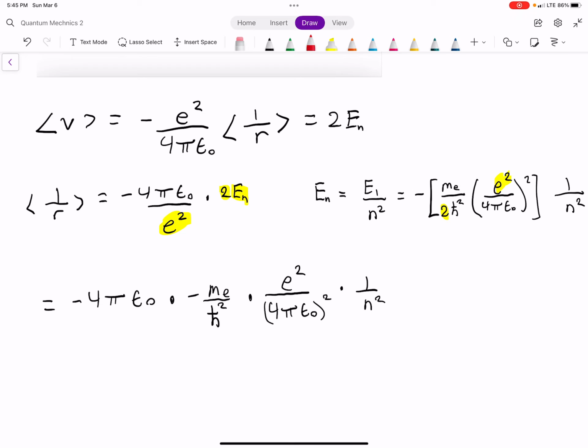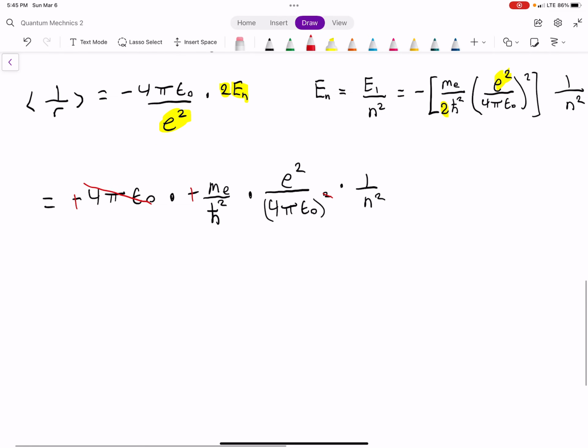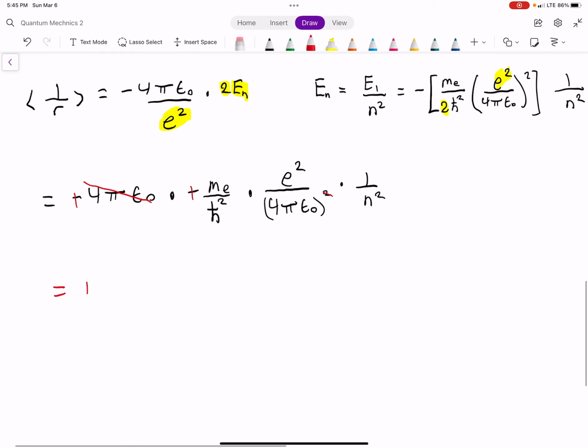And, well, these negatives will go positive. 4 pi epsilon naught will cancel with 1 here. And we're left with, I'll do it in red, I guess, we're going to be left with m e, the mass of our electron, e squared over, we'll do the h bar squared first, 4 pi epsilon naught n squared.